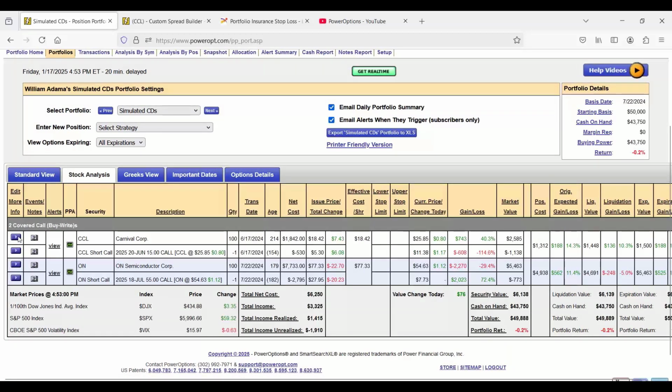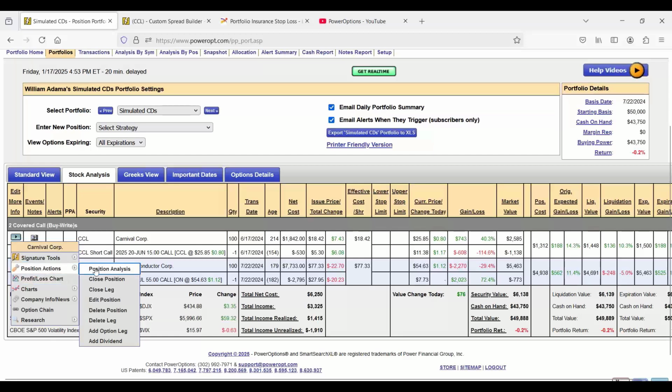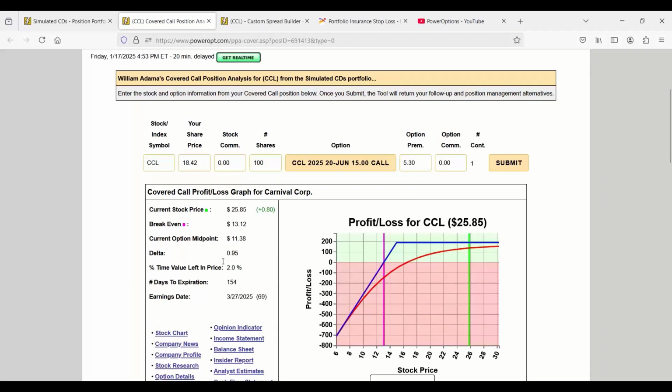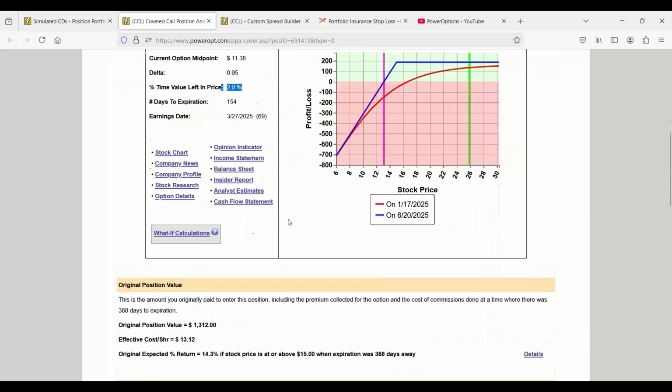Again, back in the portfolio, we're going to go to position actions, position analysis. This gives us a breakdown of our current position. The deltas, there's still 2% of time value remaining on our option, with 185 days left. And remember, we're in the 15 strike, and the stock's at 25.85. Right, we're 10 points and 85 cents in the money, and the buyback cost is 11.38. I know it's small. We're looking at a smaller price stock here. We still have 2% of time value remaining, even being that deep in the money, because we're still 5.5, 6 months out to expiration, the time value decay.